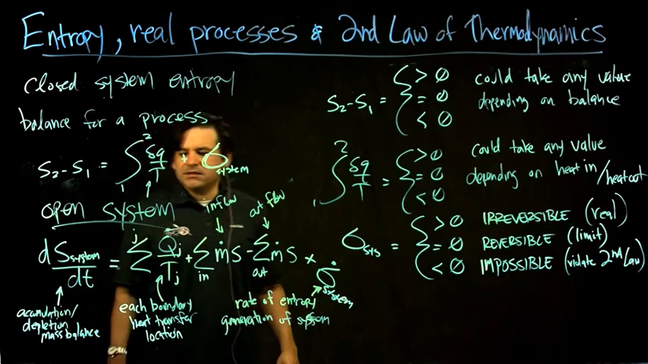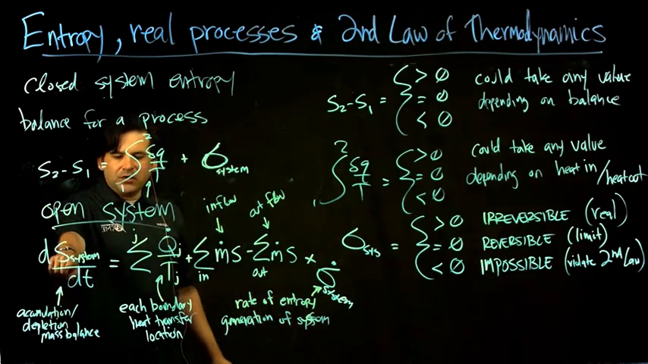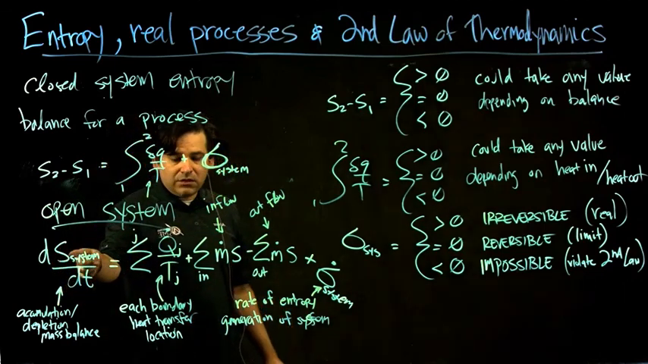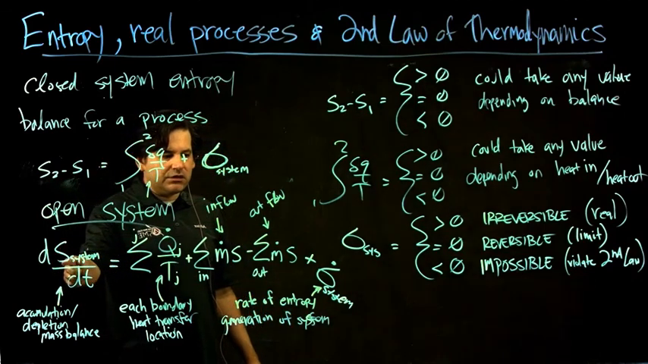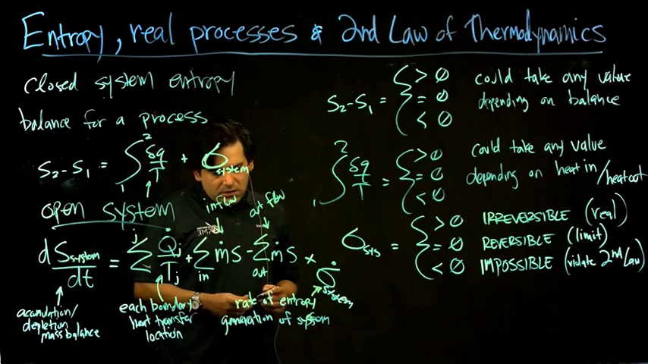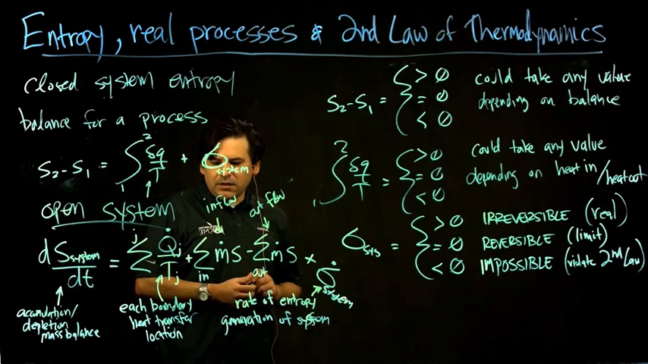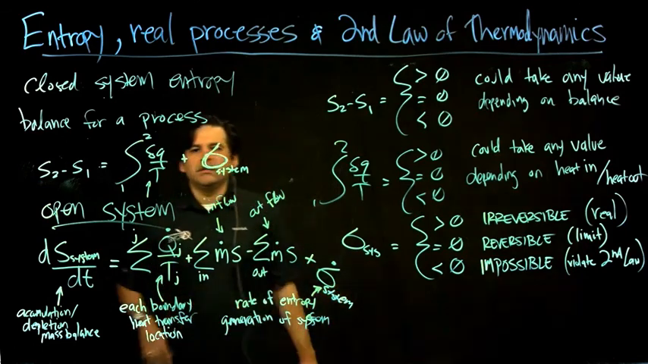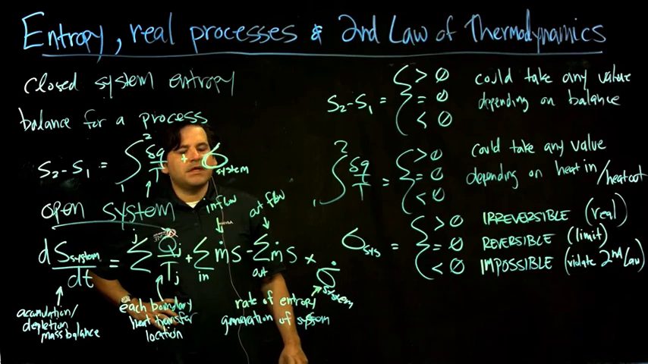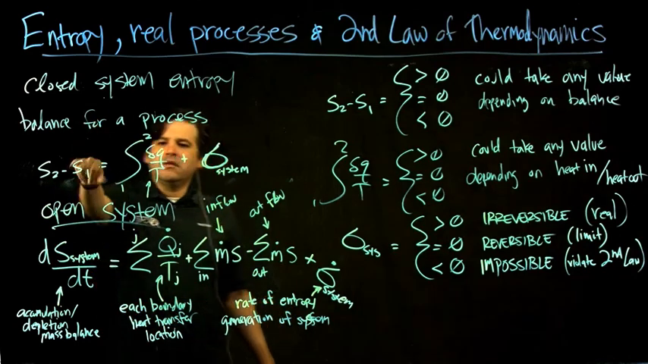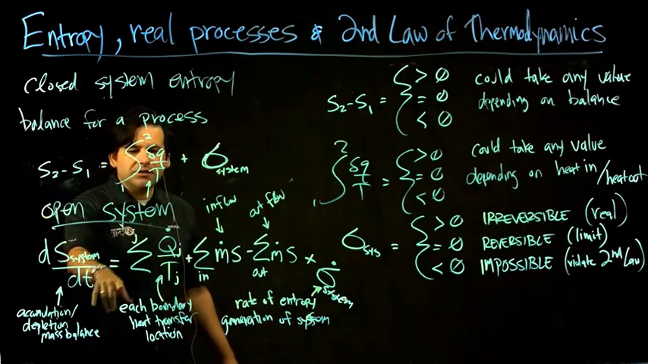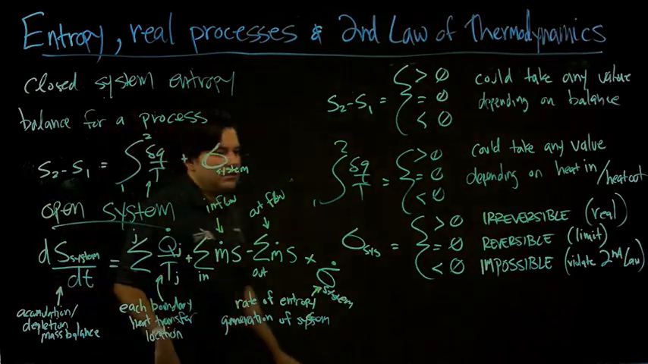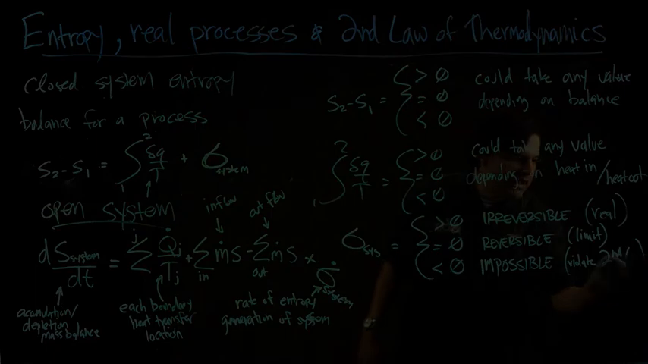So that's the balance. And one thing is that if you don't have any accumulation or depletion of mass, this dt term goes to 0. Depends on the mass balance. Okay, so these are a couple of cases. A closed system, the entropy balance would look like this. An open system, entropy balance would look like this. Let's do an example of an actual device.